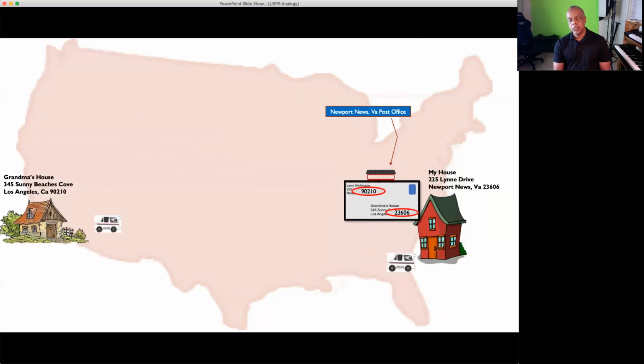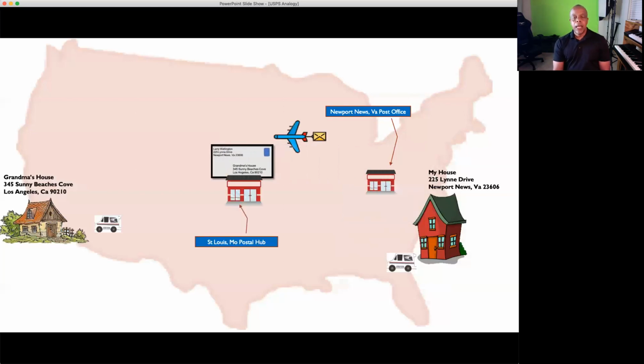It looks at the zip codes and it says, wait a minute, 90210 is not a local code or a local address on my network. So then what does it do? Well, it already has a path that it understands. I need to send this mail to St. Louis. So it goes to the postal hub in St. Louis. And then St. Louis looks at it. Oh, okay, it's trying to get to 90210. I think that's out there on the West Coast somewhere.